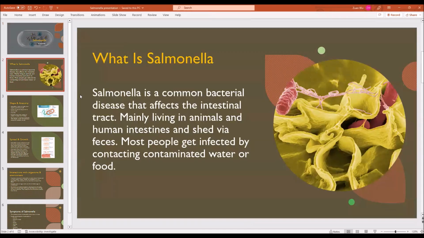So, what is Salmonella? Salmonella is a common bacterial disease that affects mainly the intestinal tract. It mainly lives in animals and the human intestines, and is usually shed by pooping. Most people get infected by either contact with contaminated water or food.